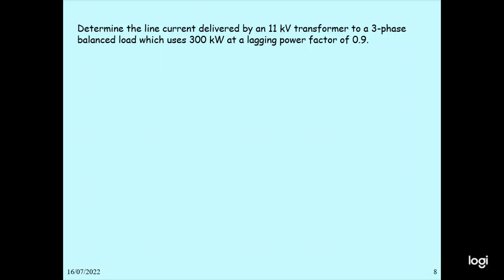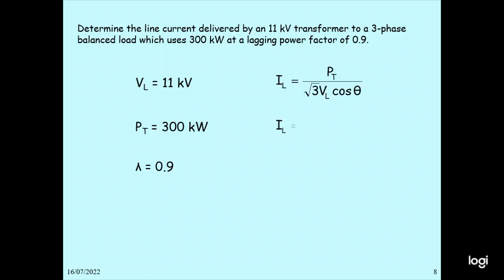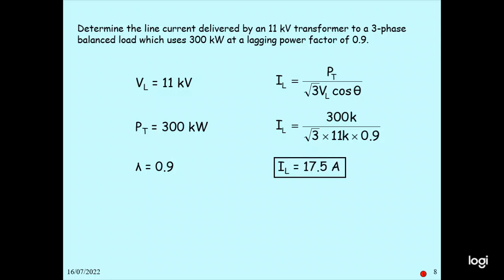The next one is to determine the line current delivered by the 11 kV transformer to a three-phase balanced load which uses 300 kilowatt at a lagging power factor of 0.9. So VL equal to 11 kV, PT equal to 300 kilowatt, lambda equal to 0.9. So IL equal to PT divided by root 3 VL cos theta, 300K divided by root 3 into 11K into 0.9. So you get 17.5 ampere.